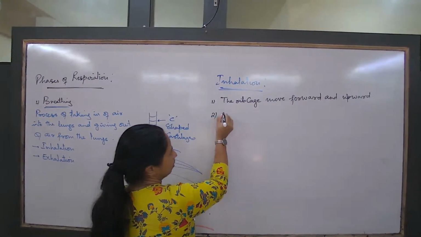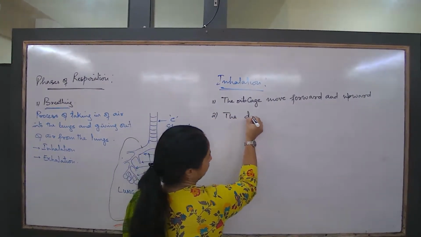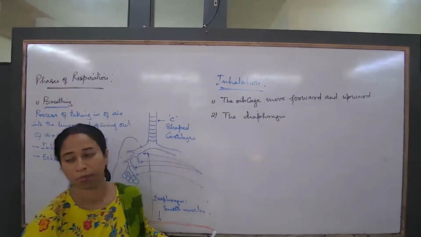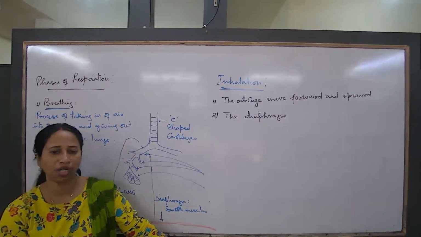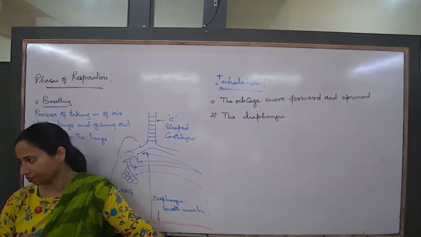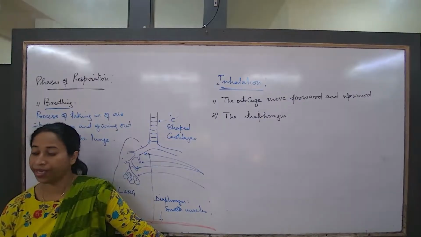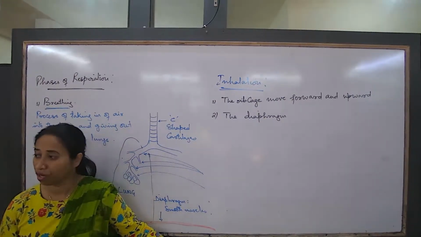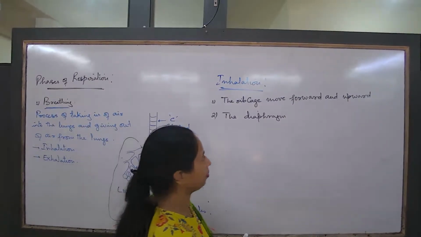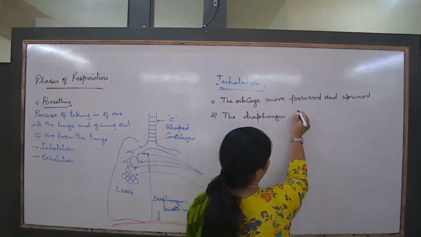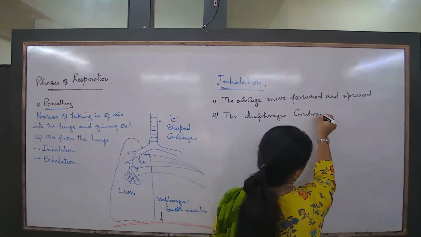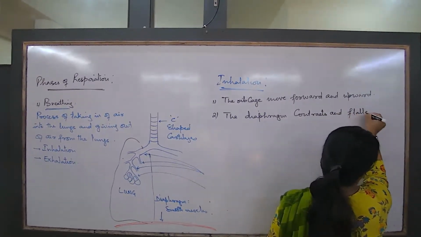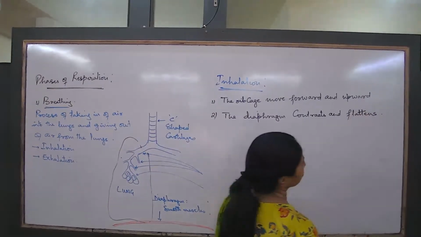Number 2 is the diaphragm. What is the diaphragm made up of? I told you, smooth muscles. So it should be voluntary or involuntary in nature? Involuntary. Always to be remembered. The diaphragm contracts and flattens, becomes flat.